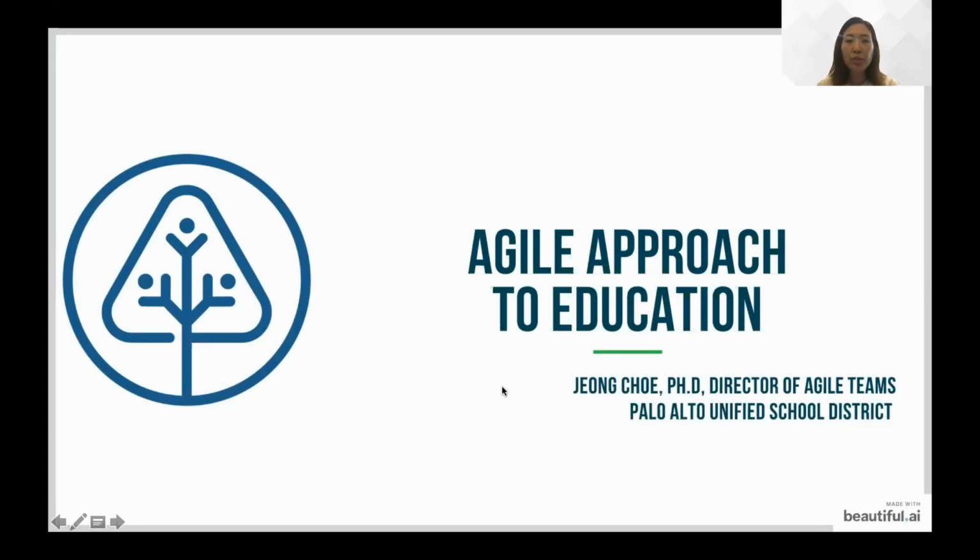This presentation is about how we can apply Agile approach to education. Agile approach is commonly used in software development industry, but there are so many aspects that we could apply to education setting to make the process more efficient.